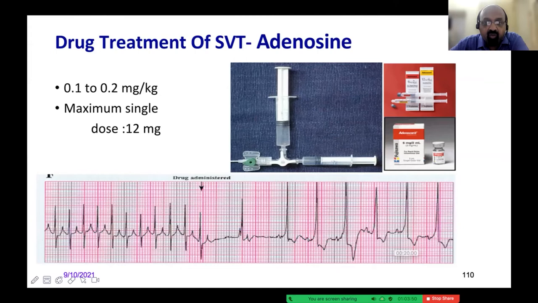Why is the technique important? It has to reach the AV node within 10 seconds, because otherwise it is sequestered by the RBCs. The half-life is less than 10 seconds.